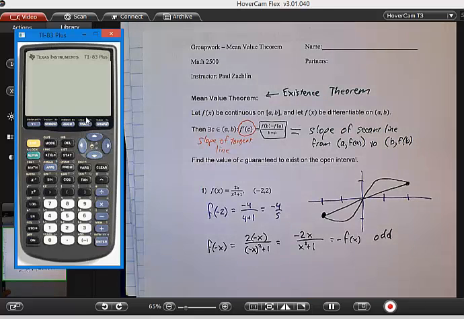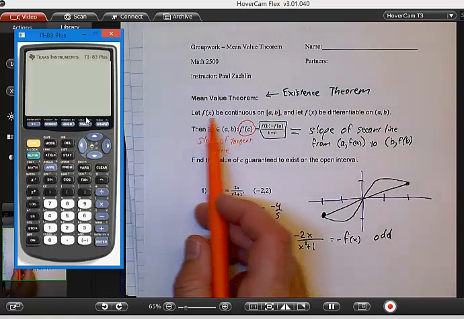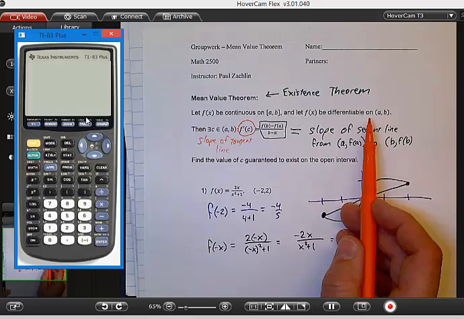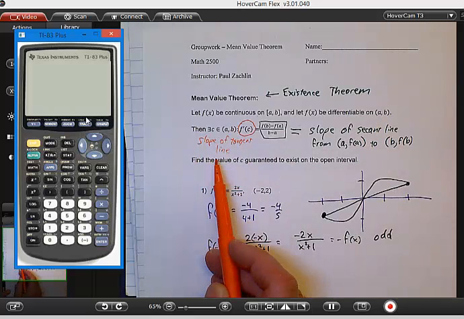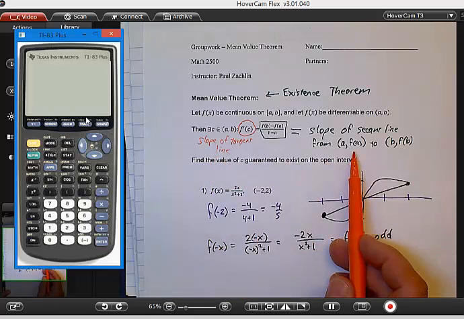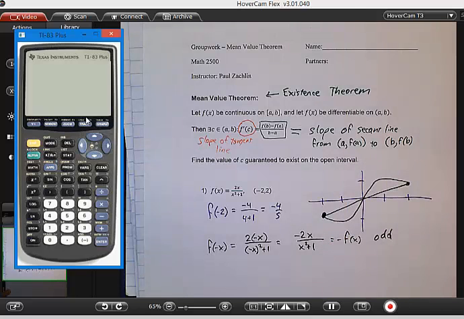What does the mean value theorem say? It says if I have f continuous and f differentiable, then there exists a place where the slope of the tangent line will be equal to what? The slope of that secant line. Are you guys with me? The slope of the secant line, by the way, is it positive or negative? It's positive, right? As I go from left to right, I can see it's going up.